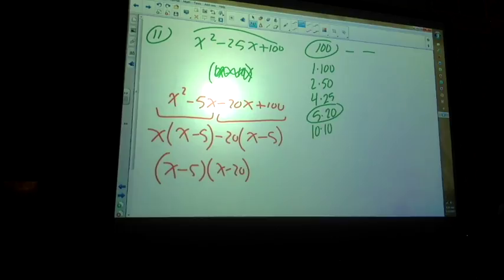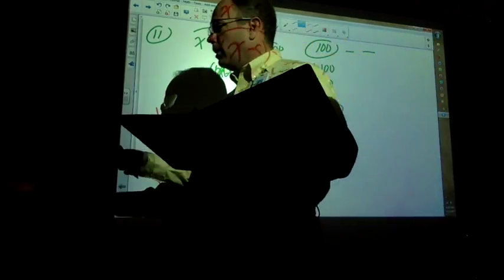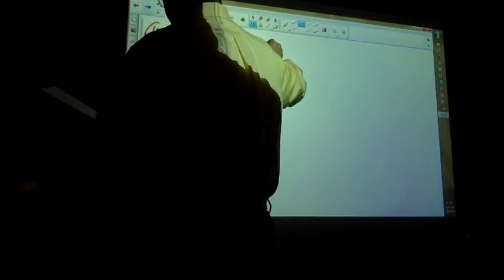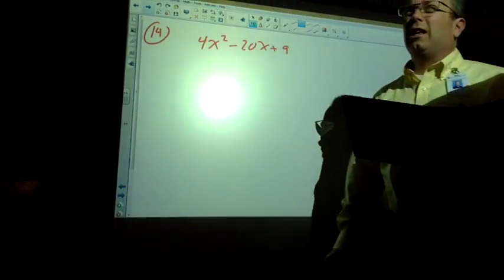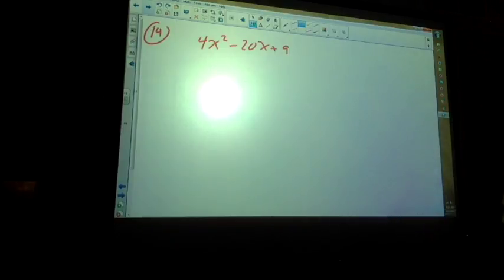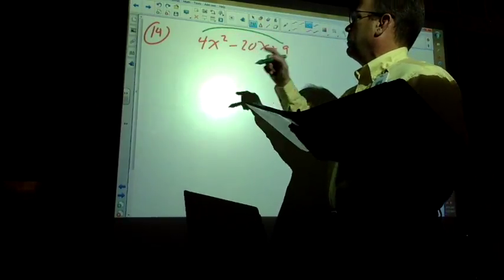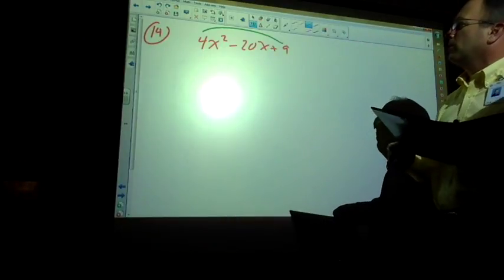Number 14. We have 4x squared minus 20x plus 9. I'm starting to think this might be a perfect square, because 4x squared is the same as 2x and 2x, and 9 is the same as 3 and 3. But it's not going to work that way. The 20 doesn't have to be a perfect square, but it wouldn't add up to the components.